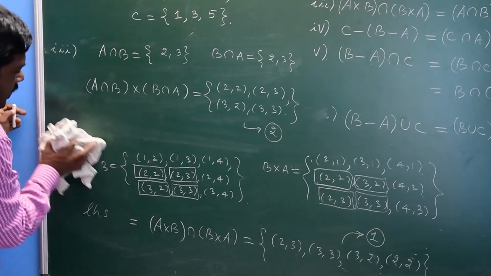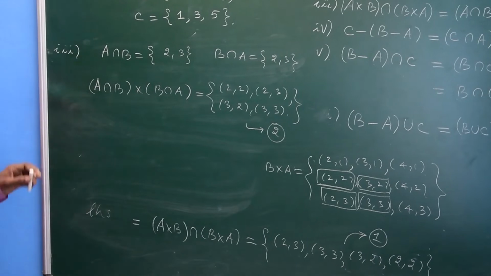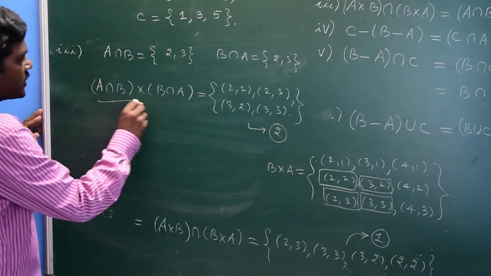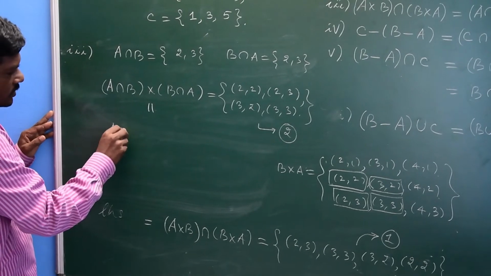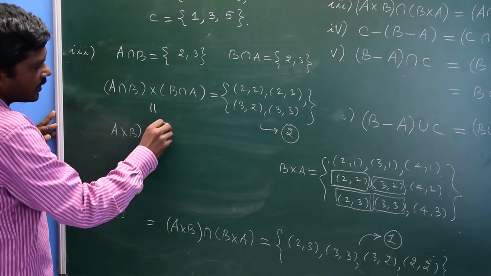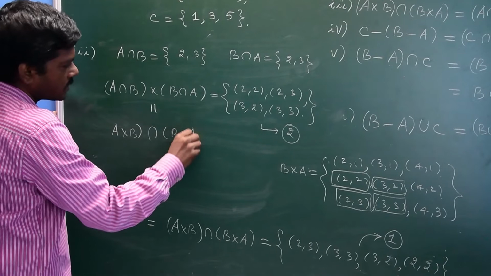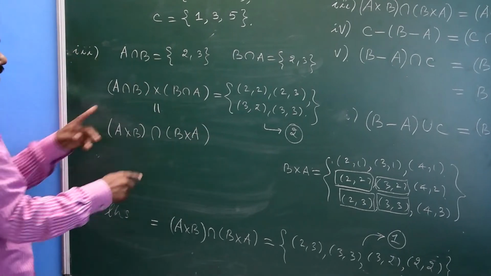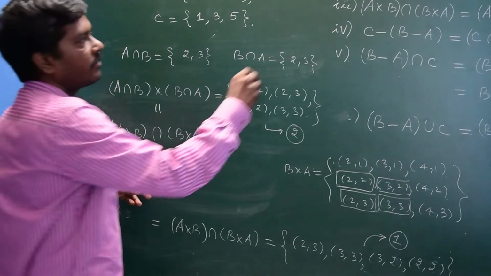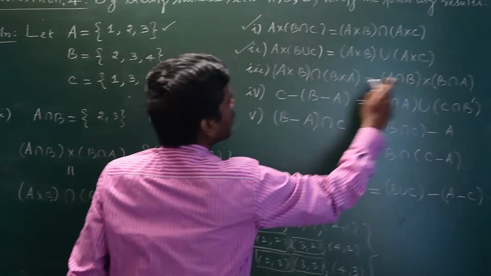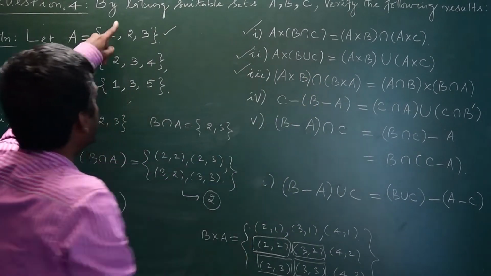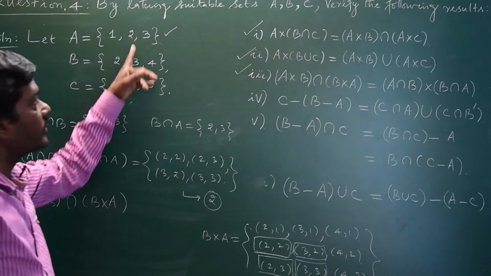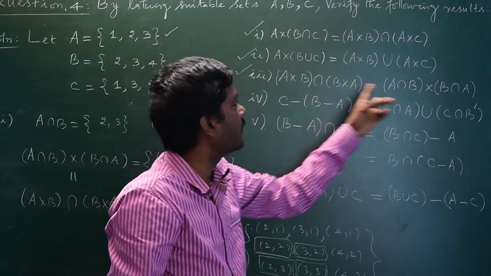So let us write down the fourth relation. So from this we see that this relation is equal to A cross B intersection B cross A. So this relation, they are one and the same. Therefore this is established. We have verified this relation with these sets.